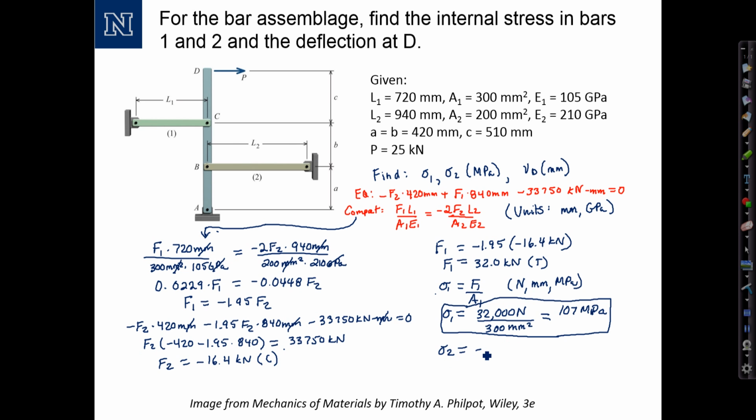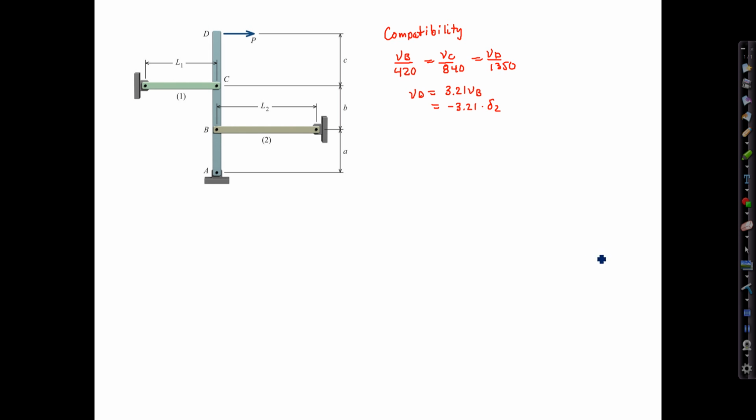Sigma 2, negative 16.4 kilonewtons, or 16,400 newtons, divided by the area, 200 millimeters squared, gives me a negative 82 megapascals. Number also makes sense, and the sign makes sense for the same reasons discussed earlier. And we'll skip to a clean sheet to do our final step, which is to solve for VD. And we remind ourselves of the compatibility relations we found earlier between VB, VC, and VD.